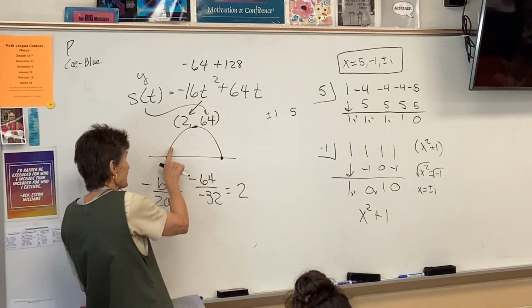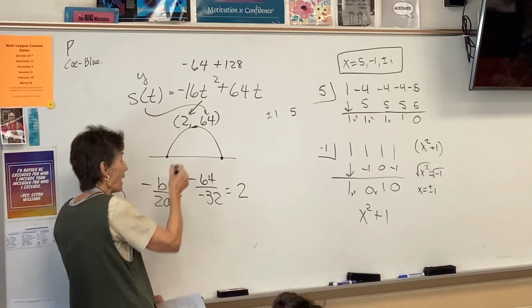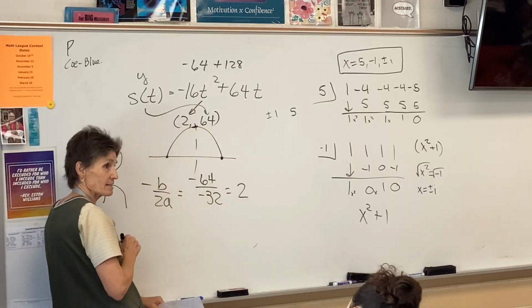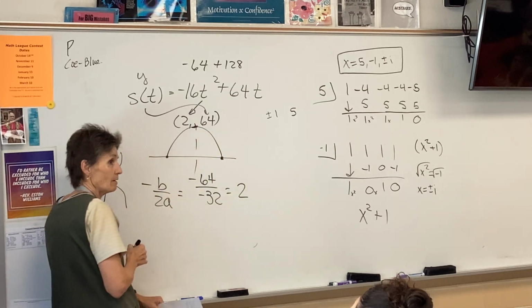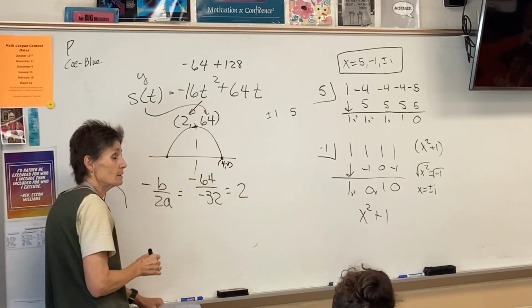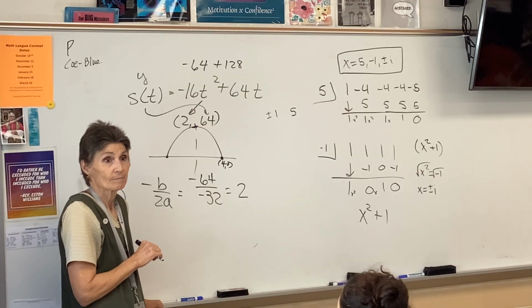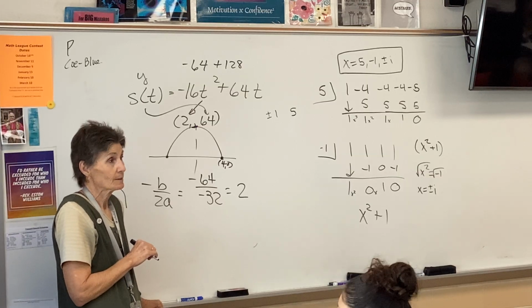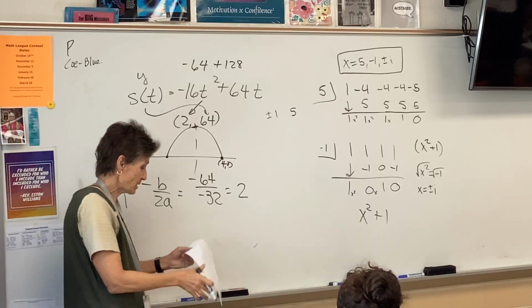How long did it take it to get up to the top? 2 seconds. It's a parabola with an axis of symmetry. How long does it take it to come down? Well, it's going to hit at 4 seconds, because it takes 2 more seconds to come down. That isn't really in this chapter, but it's a good question.